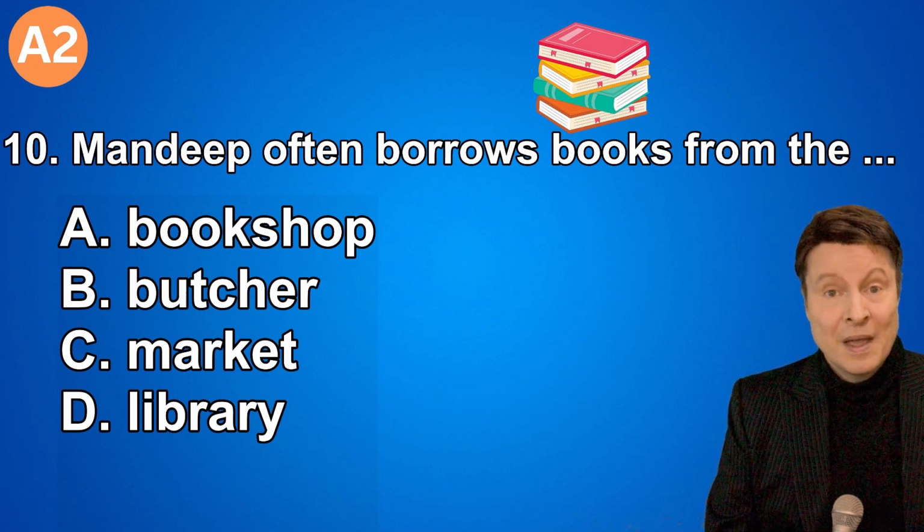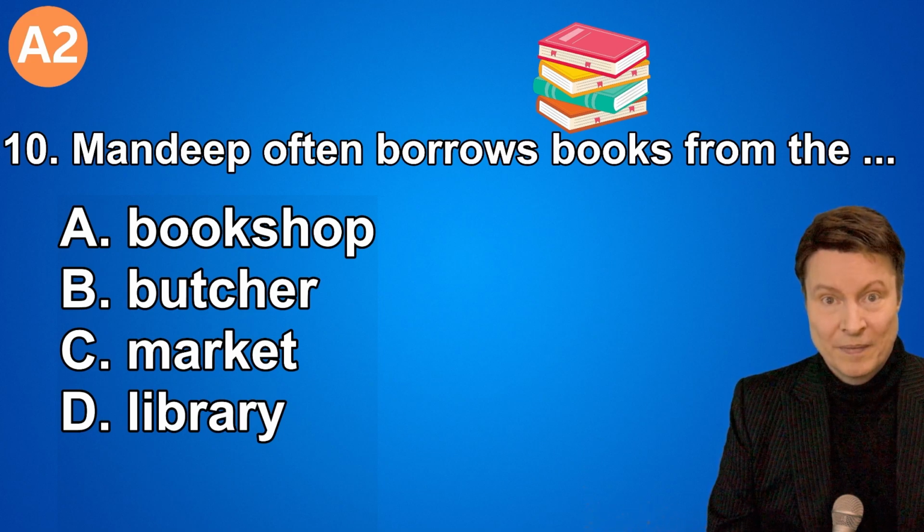Number 10, Mandeep often borrows books from the A, bookshop. B, butcher. C, market. D, library.